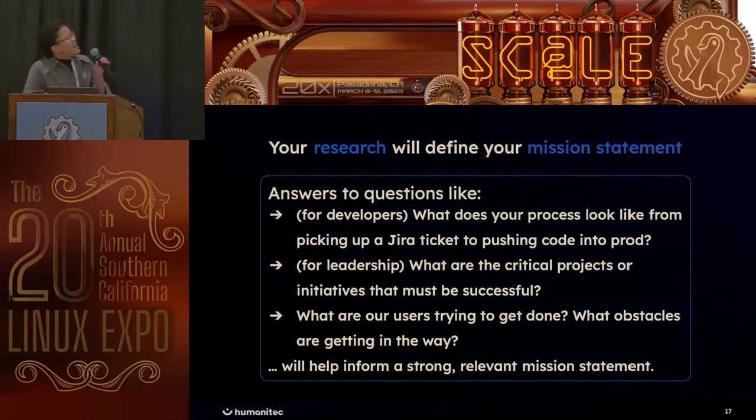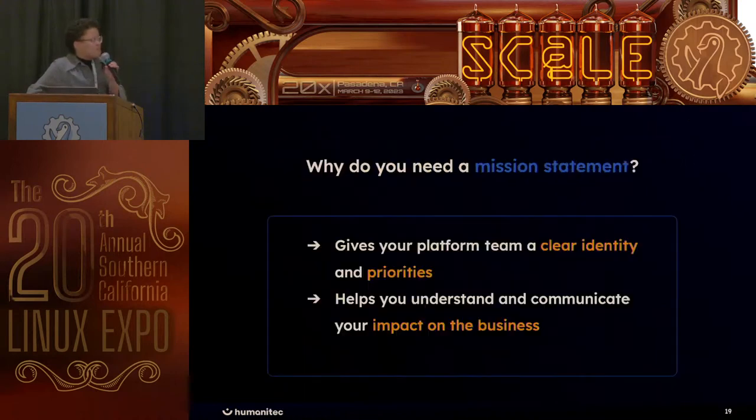Okay. Awesome. So your research is going to be really important in terms of informing what features you want to build, but it's also going to help with a much more fundamental mission, which is your mission statement. So answers to questions like, what does your process look like from picking up a JIRA ticket to pushing your code into production? Or for leadership, what are the critical projects or initiatives that have to be successful? All of this is going to define what your mission statement will look like.